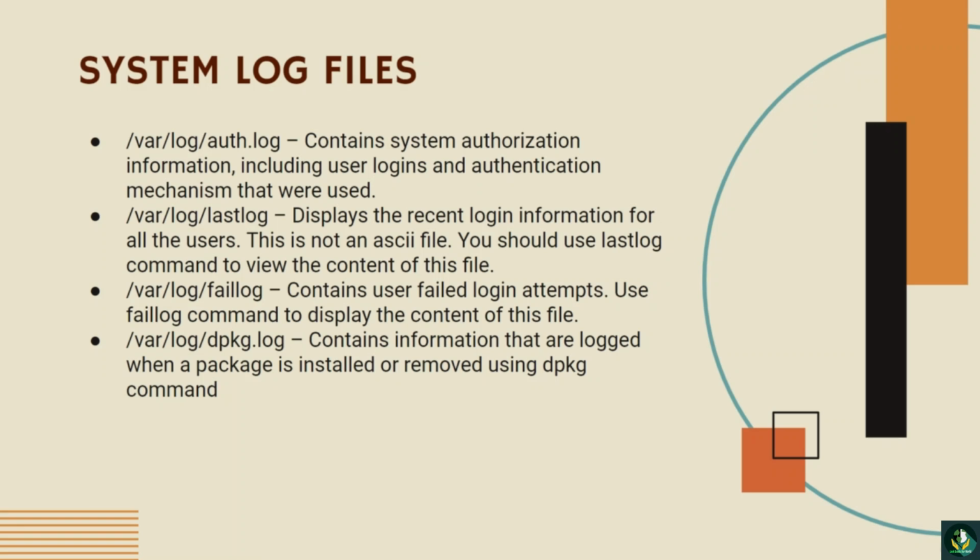The first one is auth.log. It contains system authentication information, including user logins and authentication mechanisms that were used. Next, lastlog. Lastlog displays the recent login information for all the users. This is not an ASCII file. You should use the lastlog command to view the contents of the file.